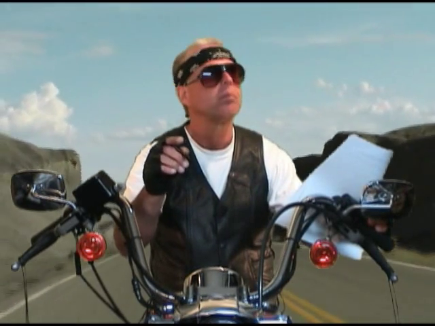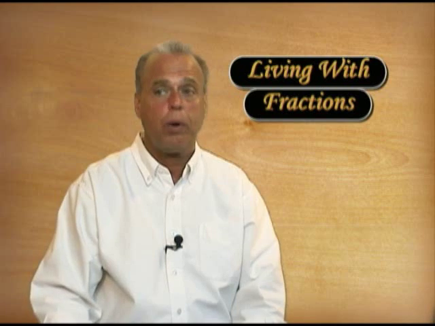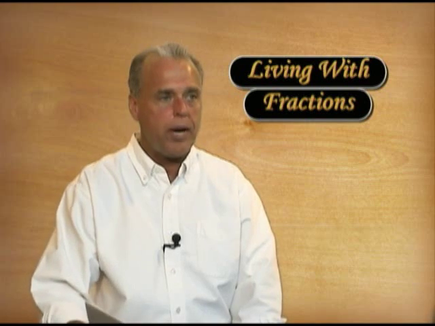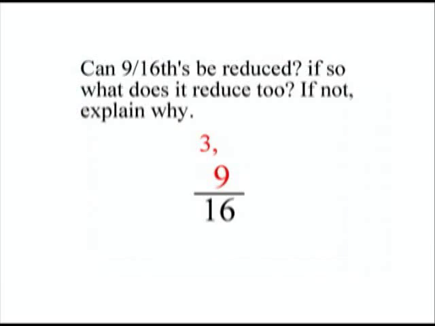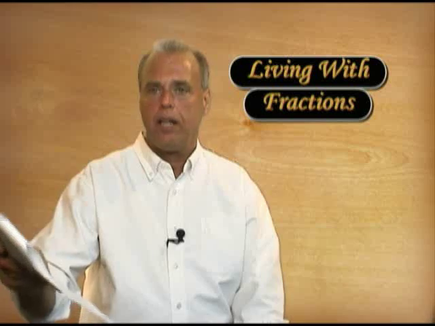Let me think. Well, no, it can't be reduced. That's right. Now explain to me why it can't be reduced, Irving. 3 and 9 are all the numbers that divide evenly into 9. And 2, 4, 8, and 16 are all the numbers that divide evenly into 16. And as you can plainly see, there are no common numbers that will divide evenly into 9 and 16. So 9/16 is already in its smallest form. That's correct.